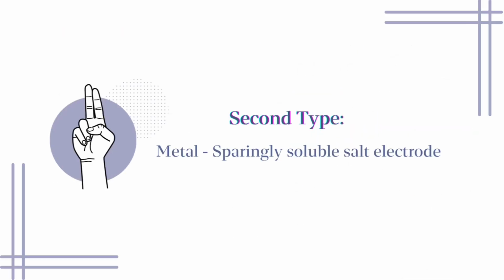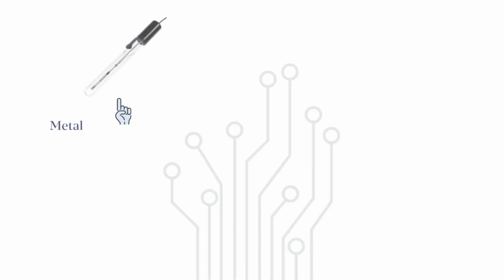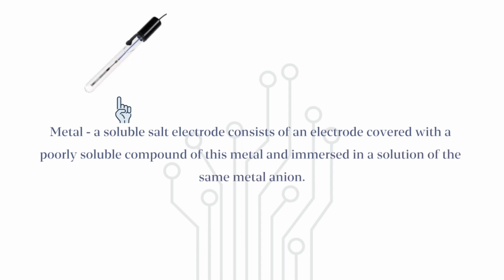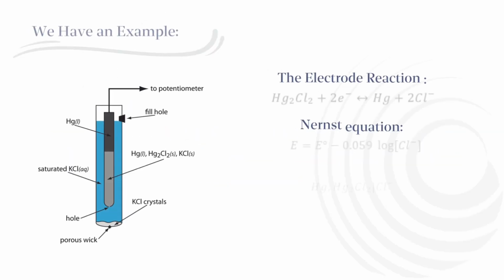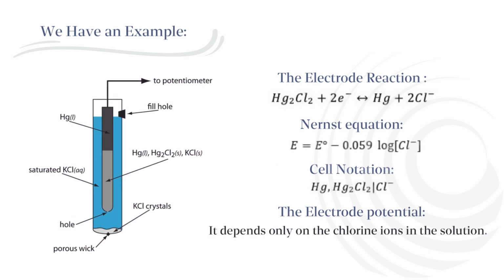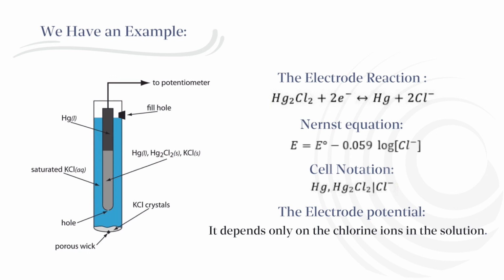The second type, metal-sparingly soluble salt electrode. A sparingly soluble salt electrode consists of an electrode covered with a poorly soluble compound of this metal and immersed in a solution of the same anion. The reaction of the mercury electrode, which helps to measure the voltage, arises on a balance between the electrode metal and the ions in the potassium chloride solution.